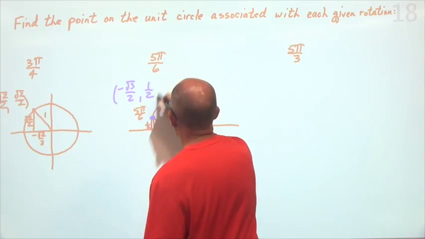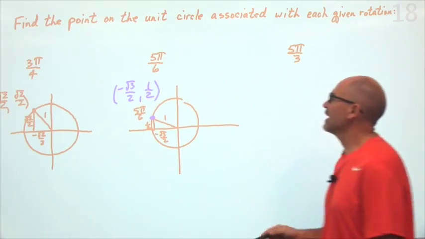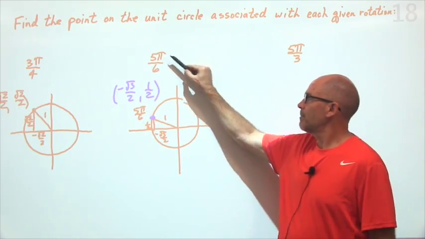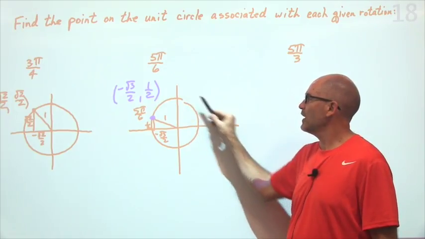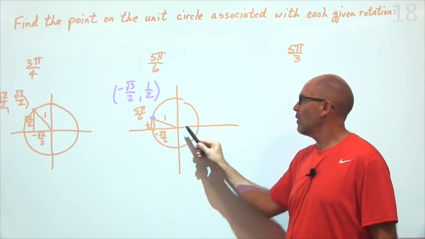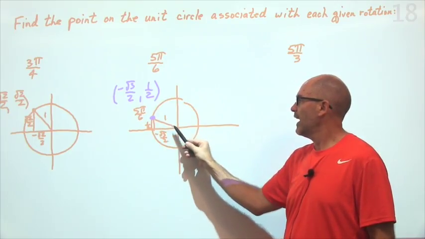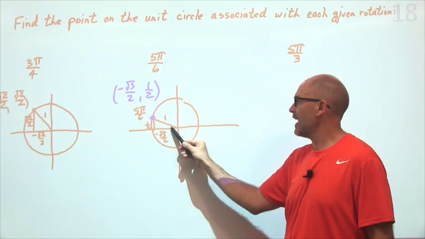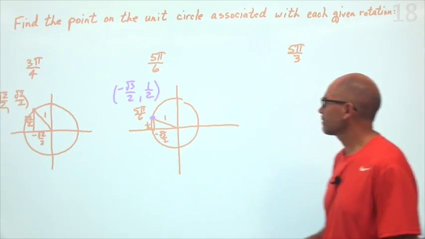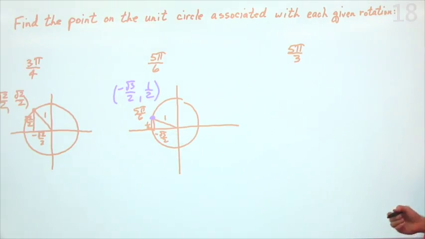positive 1/2. So in other words, what we're saying is to hit the 5 pi over 6 angle on the unit circle, you have to go left square root of 3 over 2, up 1/2, and then that makes this a pi over 6 angle right here. Okay, one more. 5 pi over 3.